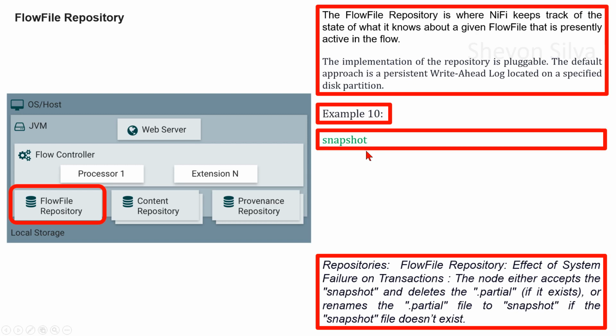As mentioned before, the FlowFile repo is a NiFi write-ahead log. When the node comes back online, it works to restore its state by first checking for the snapshot and the .partial files. The node either accepts the snapshot and deletes the .partial files if they exist, or renames the .partial file to snapshot if the snapshot file doesn't exist.